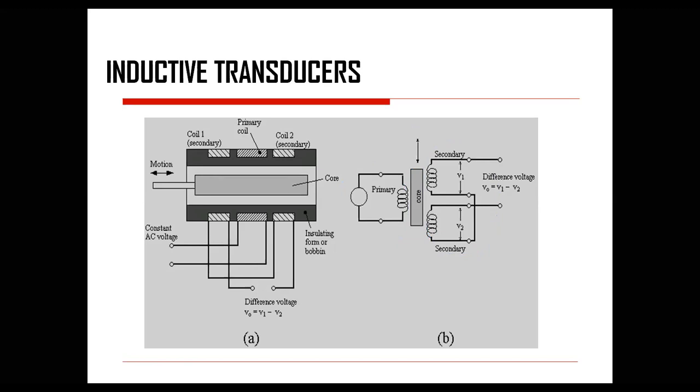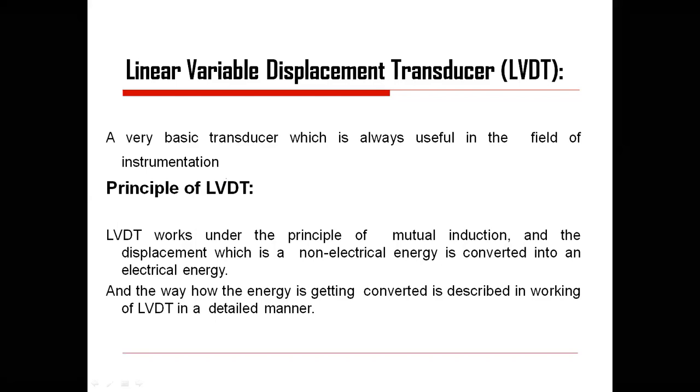Now what happens here is, this is the primary and these are the two secondary coils. What is happening when this core is moving back and forth? At that time it will link either to secondary one or to secondary two. When it is at the middle position, the resultant output V which is generated is equal to zero. How this is so, I will explain in detail in the next slides, how we get the resultant output zero.